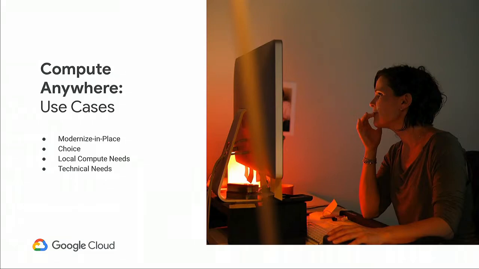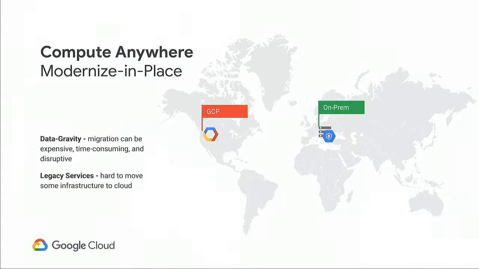This mostly falls into 4 use cases: modernizing in place, offering choice for both the organization and the developers within your organization, tackling local compute needs, and finally, technical needs. The first use case, modernizing in place, usually has 2 facets to it. The first one is data gravity. Your data tends to be collected and placed in one location or in a few locations. And it's very costly and time-consuming to move it around to wherever your compute happens to be at the time.